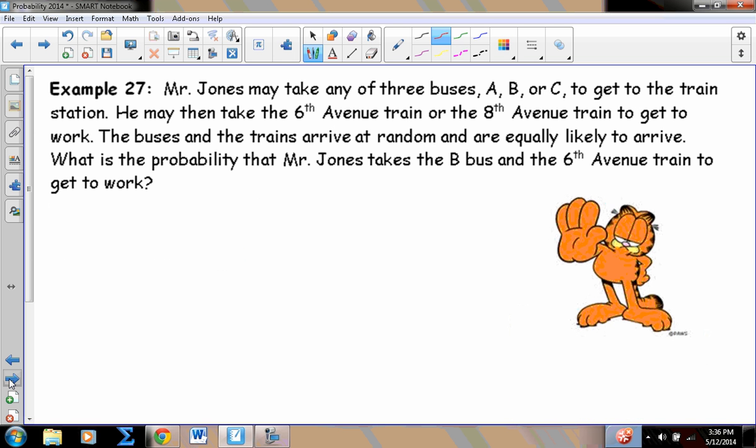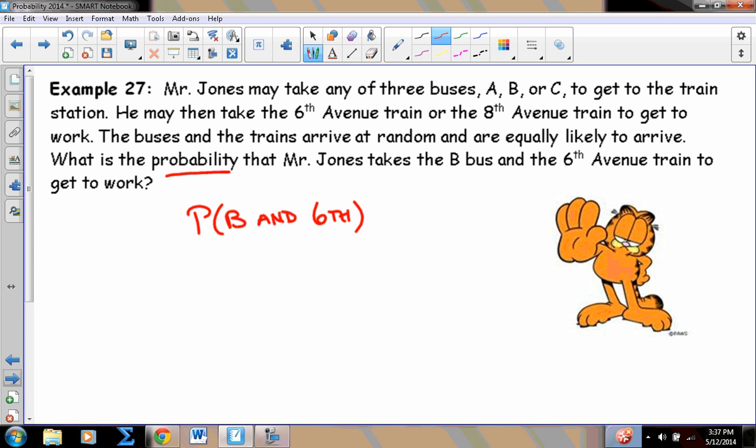Okay, so Mr. Jones can take any of 3 buses, A, B, or C, to get to the train station. He then takes either the 6th Avenue train or the 8th Avenue train, so he has 2 choices on trains. The buses and the trains arrive at random and are equally likely to arrive. So what's the probability that Mr. Jones takes bus B and the 6th Avenue?